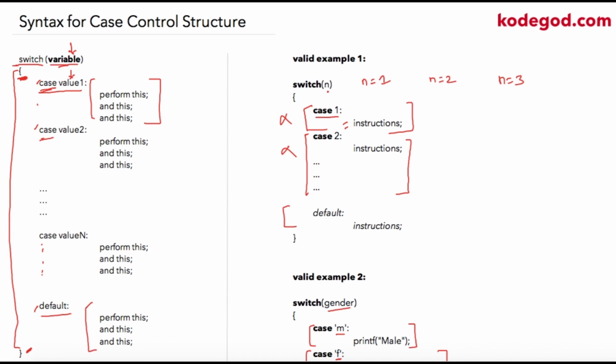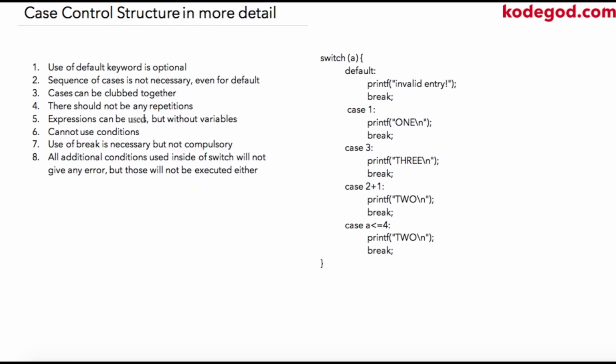In this lecture, we are going to learn case control structure in more detail. So we need to discuss around 8 different points related to case control structure. We are going to use this as example for discussing these 8 points.